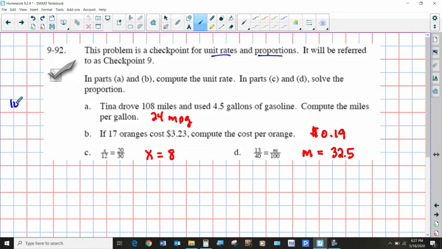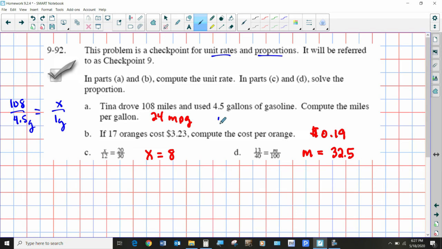So if you take this and write it as a ratio of 108 over 4.5, that will be equal to X over 1 gallon. Okay, so take 108 divided by 4.5 and you get 24. So she must be getting 24 miles to the gallon. So that would be the unit rate.